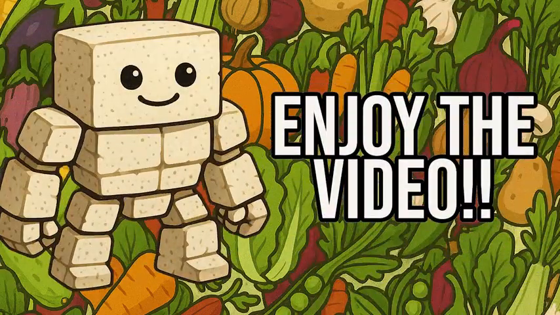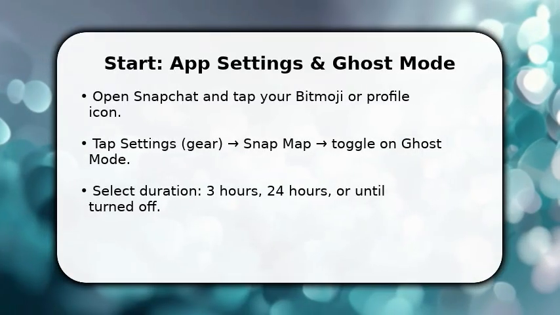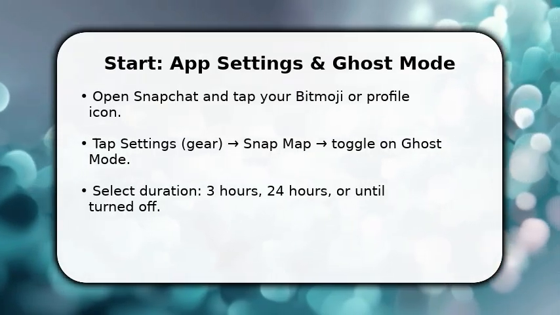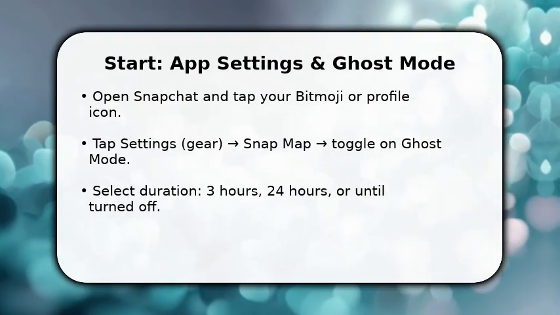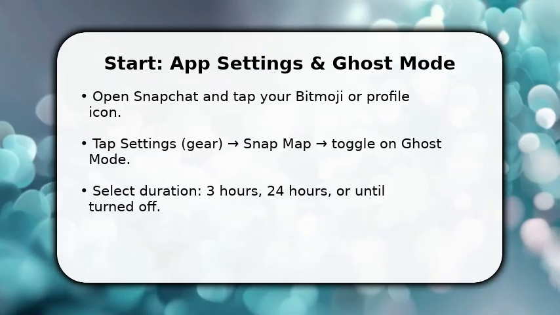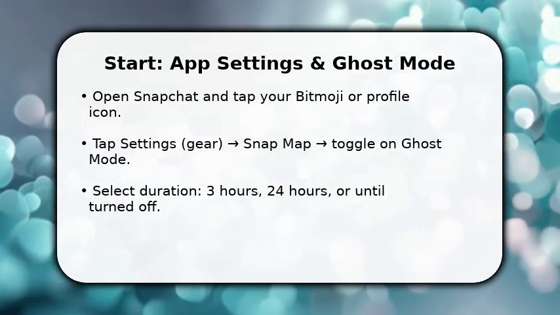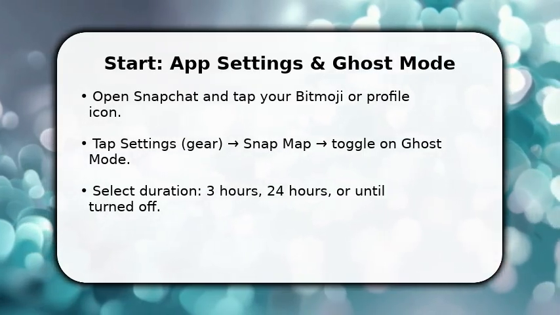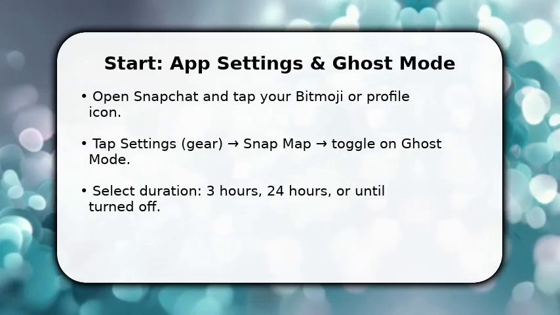You're starting inside Snapchat. Open your profile and go straight to Settings to save time. Tap Snap Map and enable Ghost Mode to stop sharing location immediately. Choose a duration, 3 hours, 24 hours, or until you turn it off, so you control how long your location is hidden. Once done, confirm the toggle and exit settings.